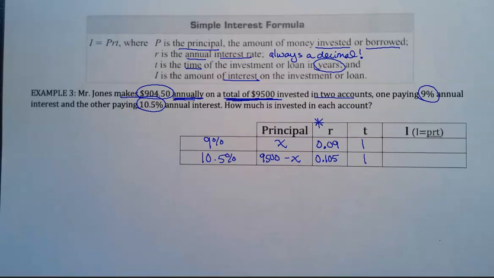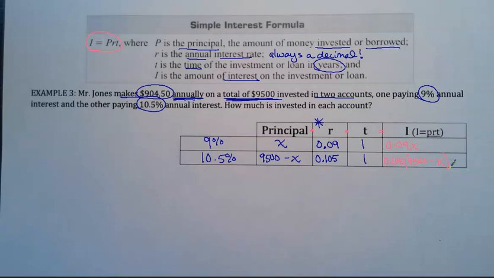If you recall from our formula, we take the principal, multiply it by the rate and the time, and that equals our interest. So our interest here is 0.09x, and for the other one, it's 0.105 times the quantity 9,500 minus x. Oh, wait, no, I'm sorry, minus x. What am I doing? At least I caught it today, unlike last week. All right, there are our formulas.